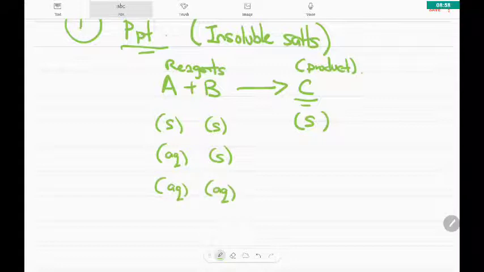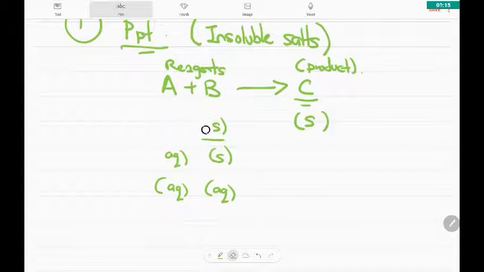Let's think. If I were to add both of them as solid, there would not be any reaction. It's like adding Milo powder with coffee powder. There's no water, there is no aqueous solution, there wouldn't be any reaction. So these two, they're not possible. There will be no reaction.